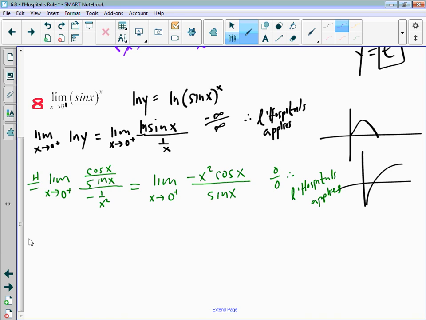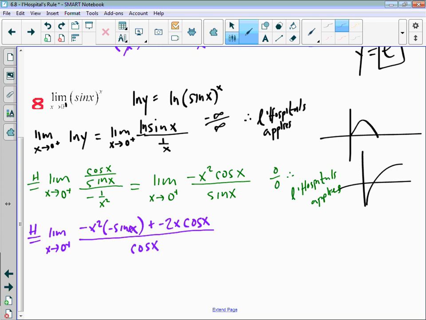Okay, and then we apply L'Hopital's here again. And now what do I have to use on the top? Product rule, so leave negative x squared alone, multiply by the derivative, and then you're adding that to negative 2x times cosine x stays left alone. And the derivative of the bottom is cosine. And if you plug in 0 now, you get 0 over 1, so you get 0.